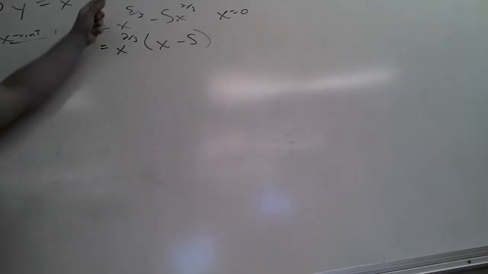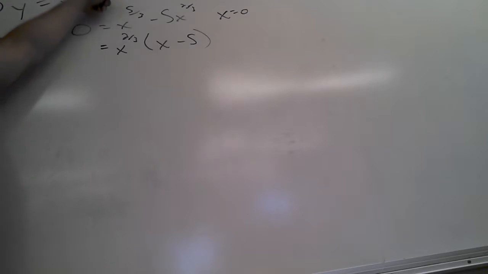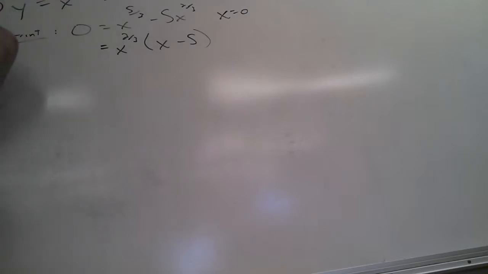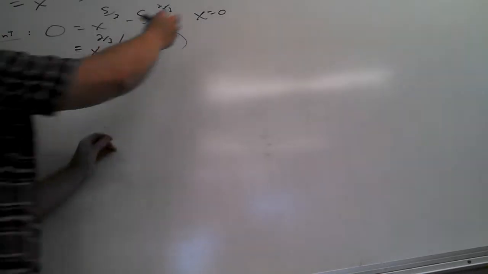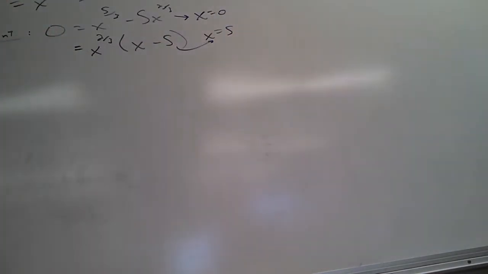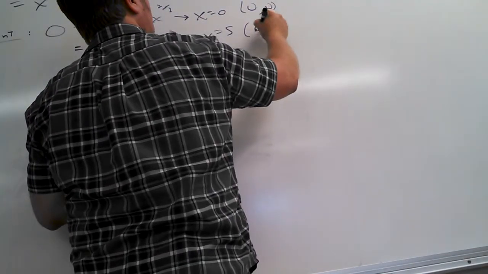Just in case you guys can't see this, 5 to the 3/3 times 5 to the 2/3 is 5 to the 5/3. That would equal 0, right? Not easy to see necessarily. But I do get x equals 0, and I get x equals 5. Cool. These are my x-intercepts. The y-intercept we already know, because I got 0 there. So I got (0, 0), and I got (5, 0).